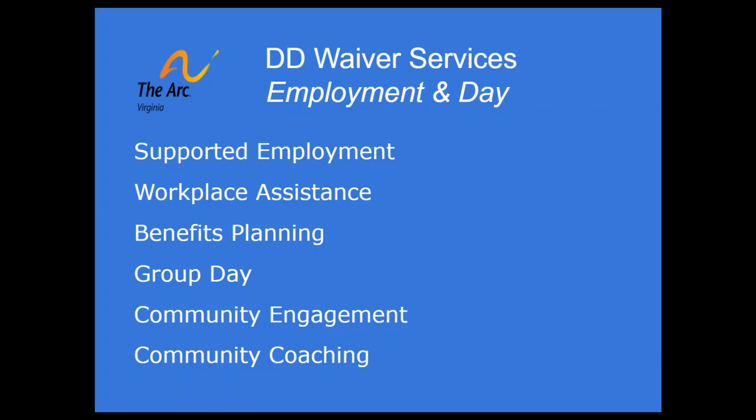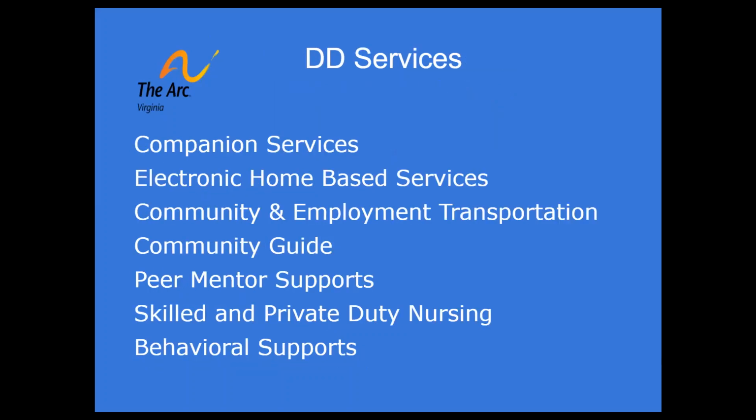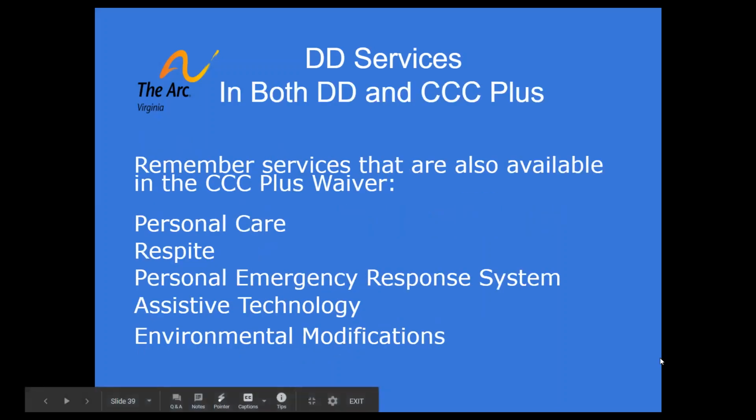In the DD Waiver, there are a range of services for people to access related to employment and other times when someone is not in school or working. This includes supported employment, workplace assistance, benefits planning, group day, community engagement, and community coaching. Some of the other DD Waiver services are companion, electronic home-based services, community and employment transportation, community guide, peer mentor supports, skilled and private duty nursing, and behavioral support.